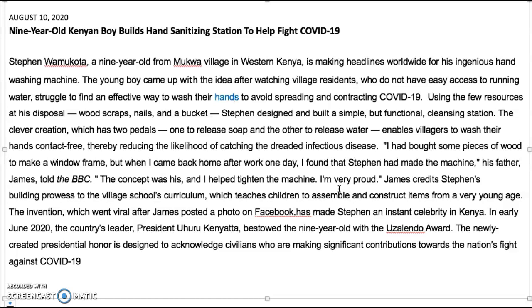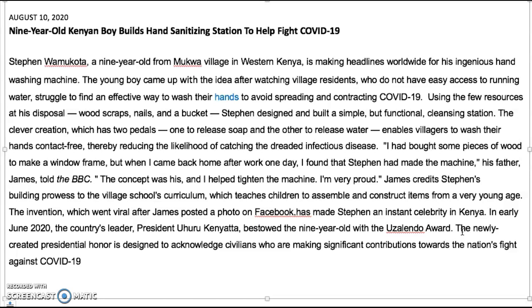Stephen Wamukota, a 9-year-old from Mukwa village in western Kenya, is making headlines worldwide for his ingenious hand washing machine. Okay, I could kind of think that that topic sentence is the main idea, that he's making headlines worldwide, but I'm going to keep going because I already have in the back of my head, I think I saw something else that better captures the main idea.